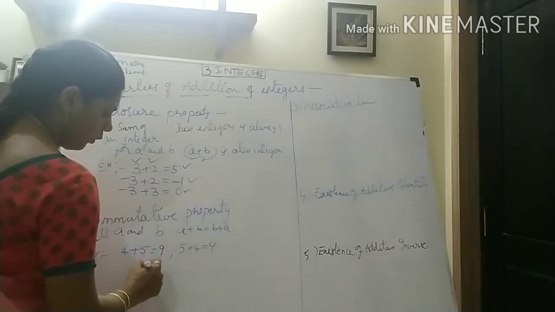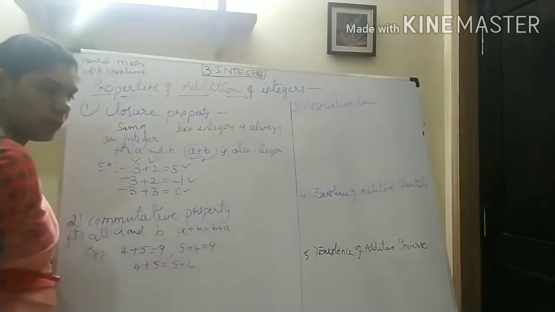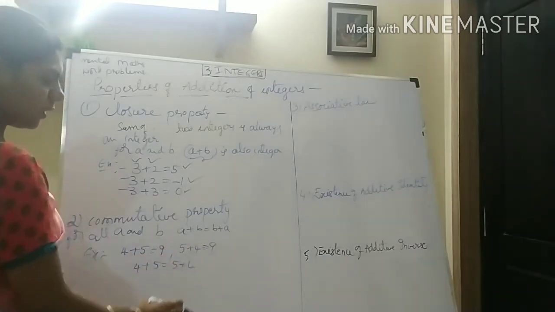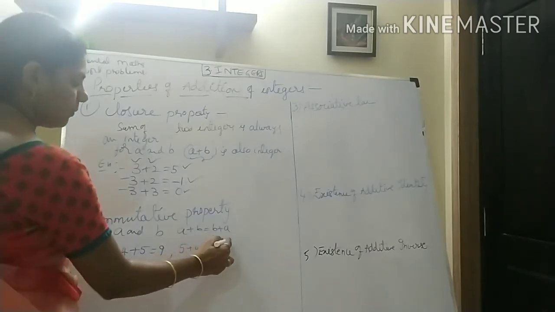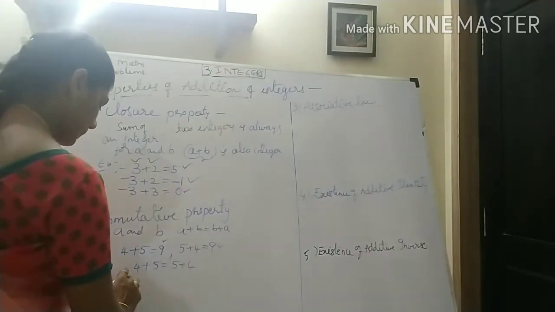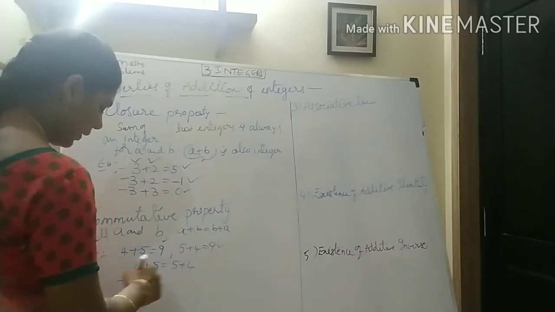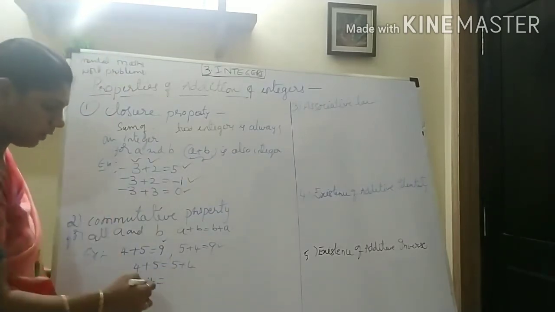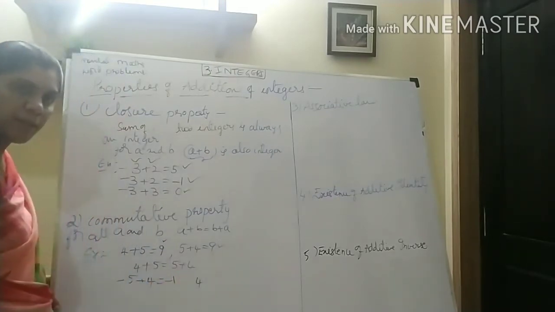So what can you write? 4 plus 5 equal to 5 plus 4. If you add directly, or otherwise change the places and then add those numbers, that time also you will get the same result. That is also an integer. Now I am checking this with a negative number: minus 5 plus 4. How much here? Minus 1. Now I am changing their places.